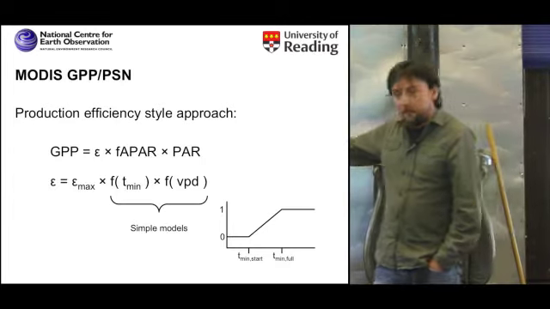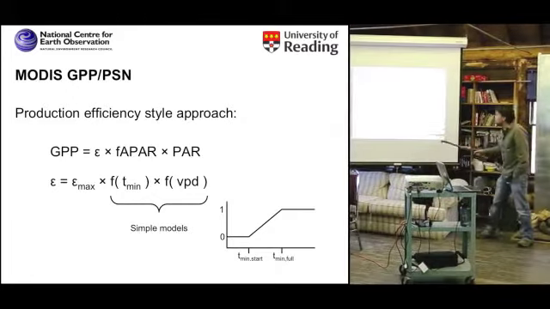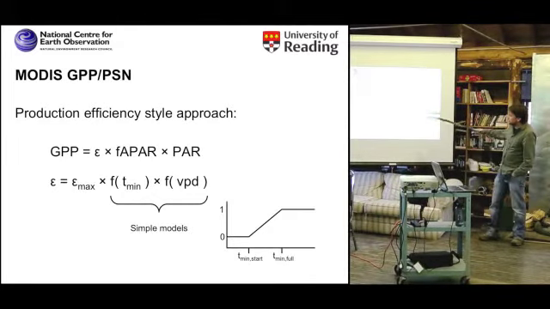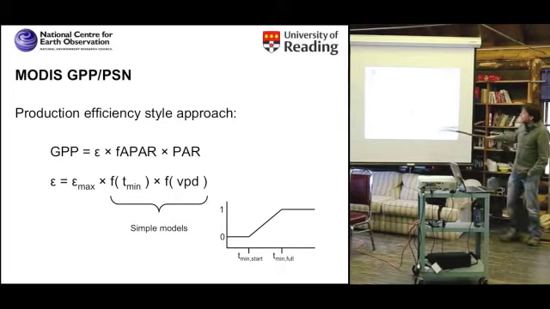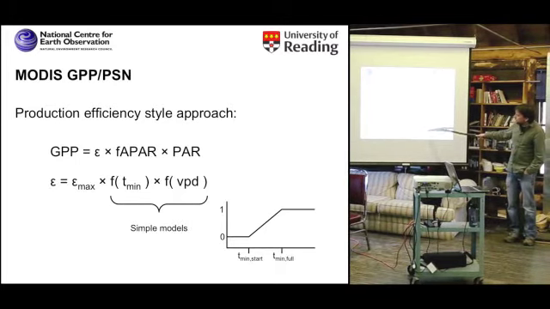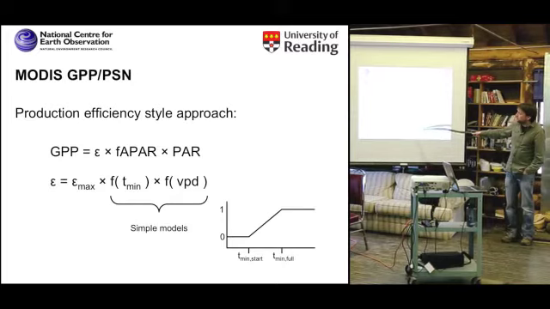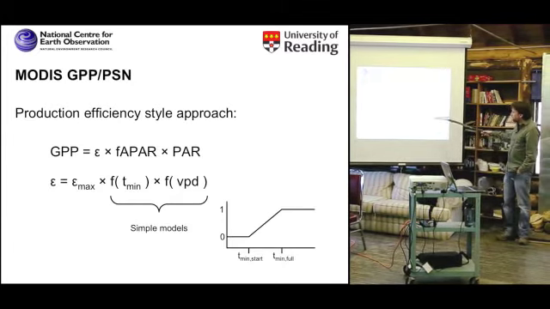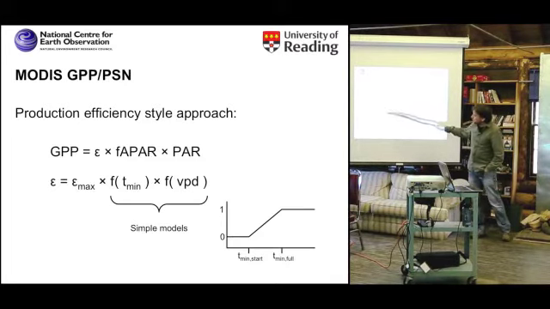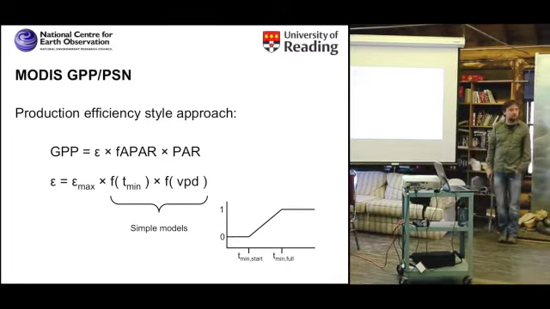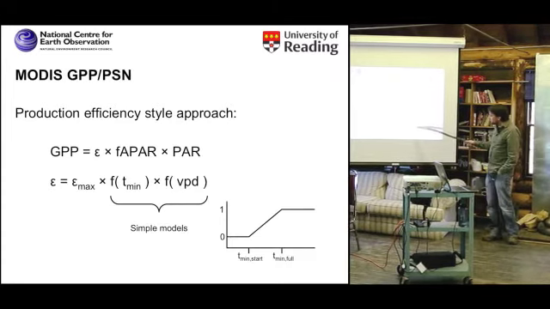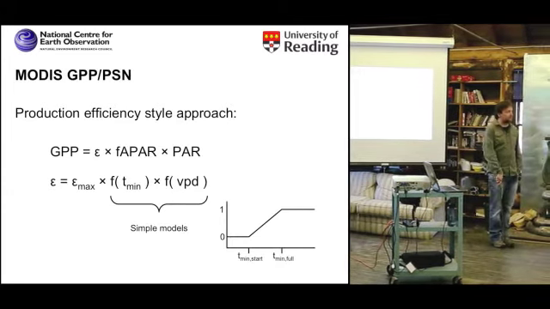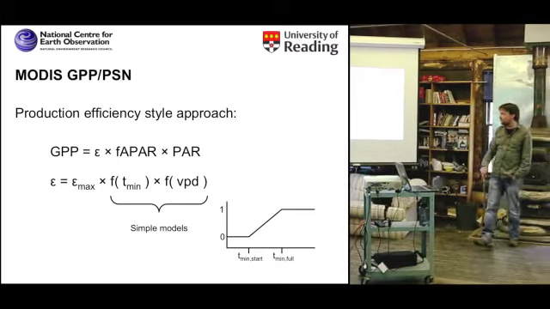So on this slide, this is the temperature function, this one here. It's basically saying if you have a temperature that's below some threshold, then this efficiency is going to be 0 and you'll get no photosynthesis. If it's above this threshold, this will be 1 and you'll have your full efficiency. And between those points, it's just a linear ramp. Okay? So simple.